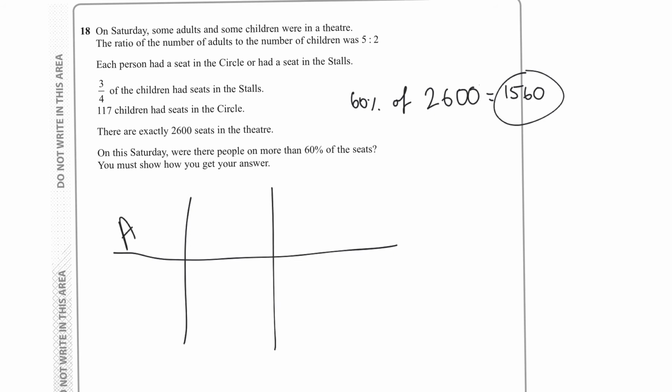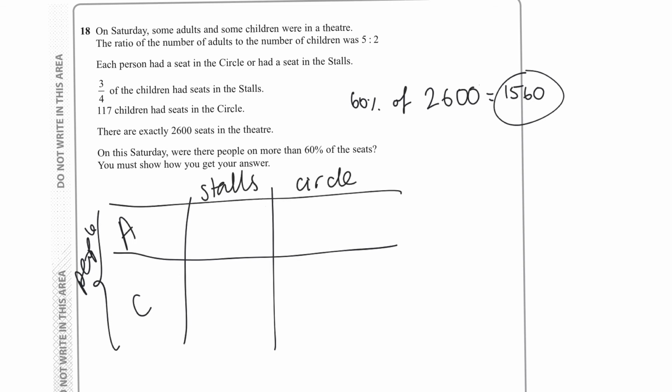So A for adults, C for children. So this is our people. And then for the seats occupied, you've got stalls or you've got the circle. I'm going to write that smaller. So stalls, circle. Okay, so number of children in the circle, it said 117.